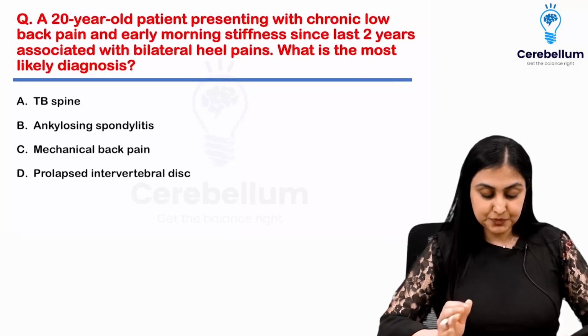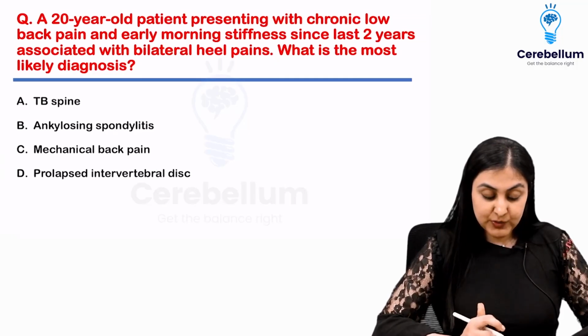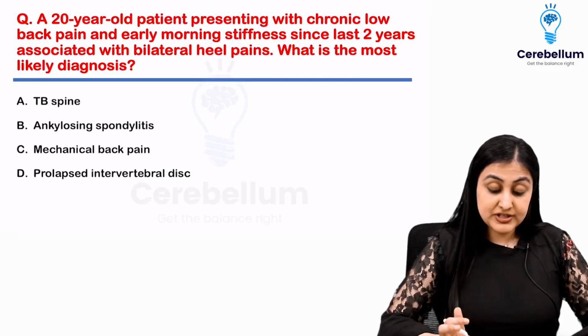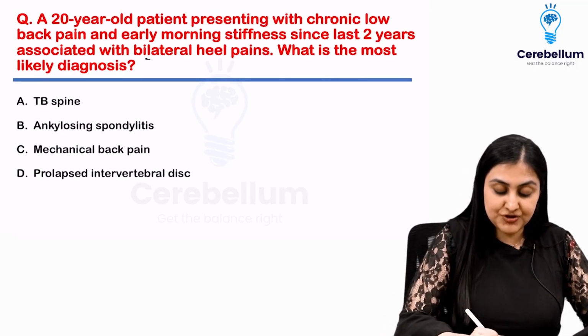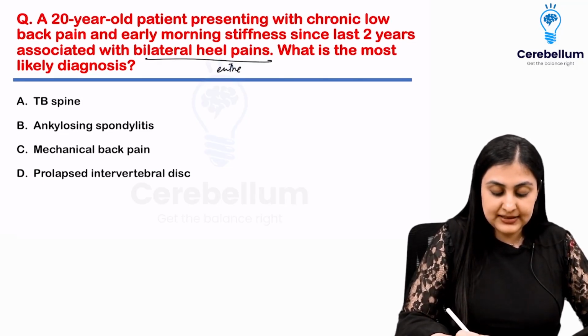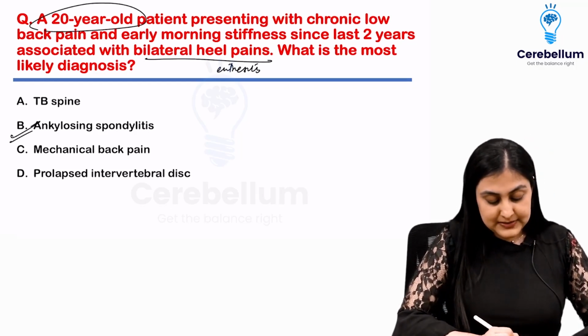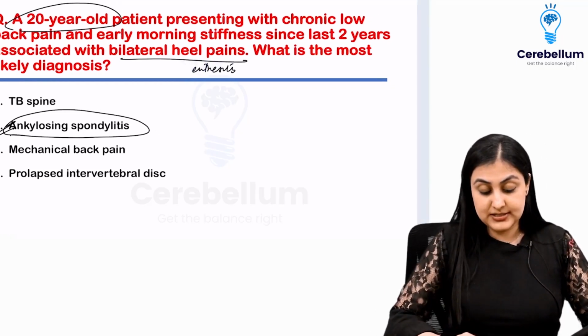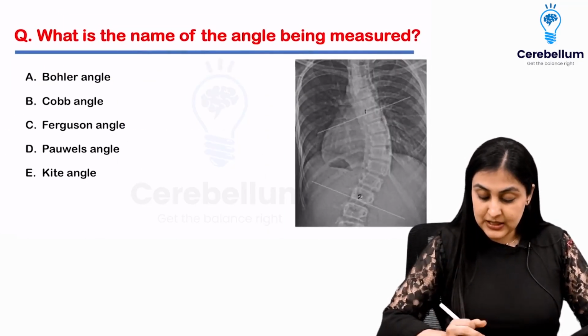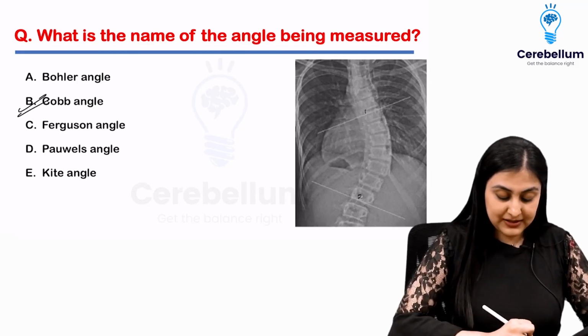Okay. A 20-year-old patient with chronic low backache and early morning stiffness associated with bilateral heel pains. So this is enthesitis, young male. So again, this is ankylosing spondylitis. Name of the angle, you can see this is the Cobb's angle.